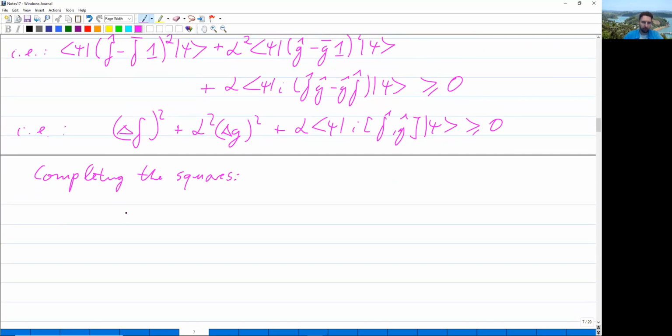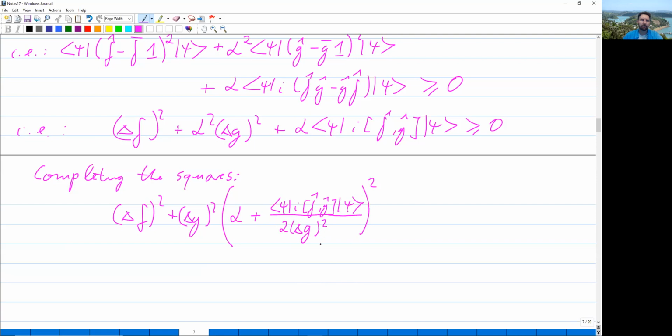Then what we obtain is delta f squared plus delta g squared. And now we get this big term, alpha plus, and then here in the denominator we have 2 delta g squared, and in the numerator we have psi i commutator of f hat and g hat and psi, all of that squared. This produces, of course, the term delta g squared alpha squared, that's this one, but it also produces the mixed term, where we have this times that, right? The delta g squared goes away.